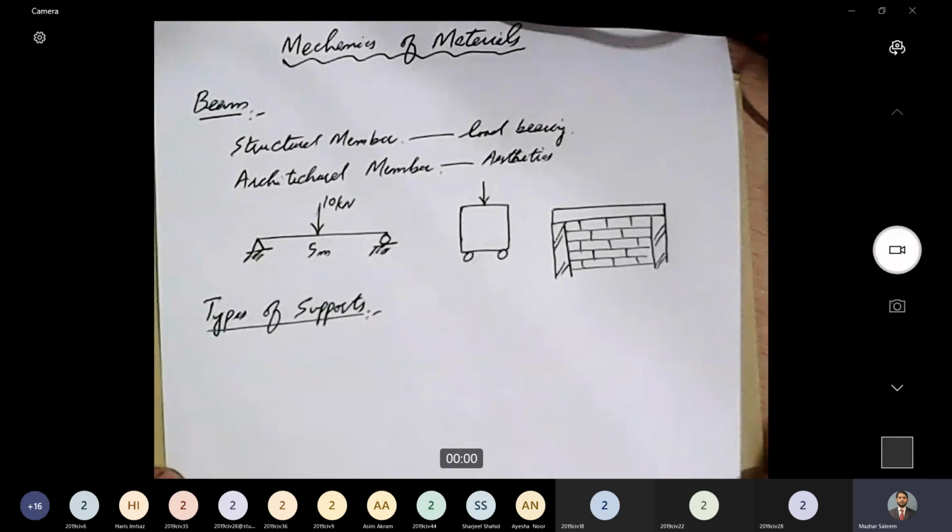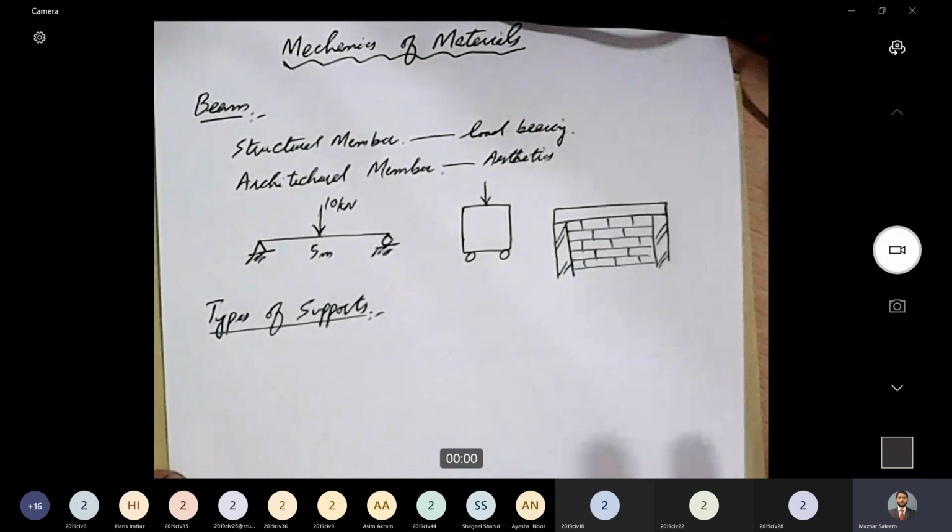Okay. Any other type? Fixed support. Yeah, fixed support, that's very right. So these are right. These are three types of supports: roller, hinge, and fixed. And can any one of you explain the difference? What is the difference between these types of supports? Raise your hand if you want to explain this. Every time you want to speak, just raise your hand.